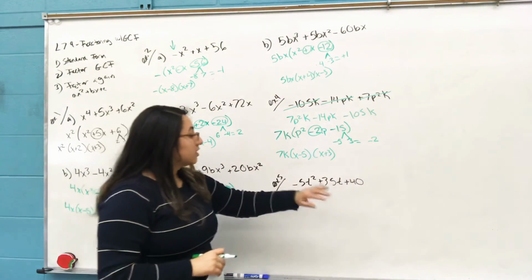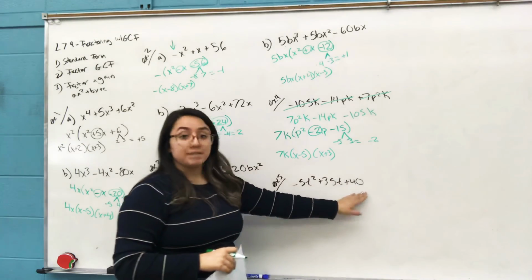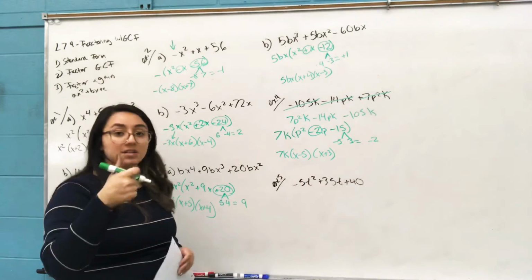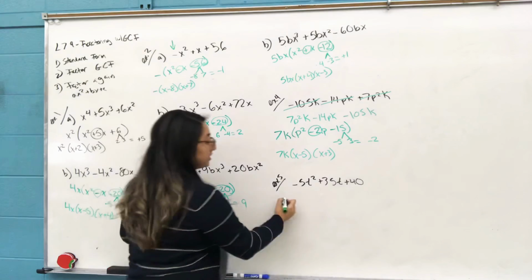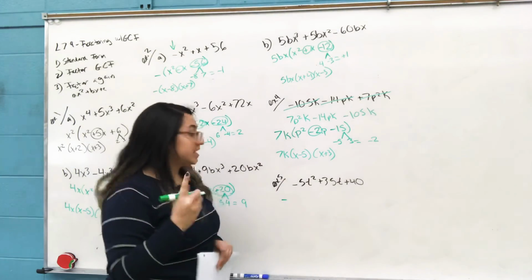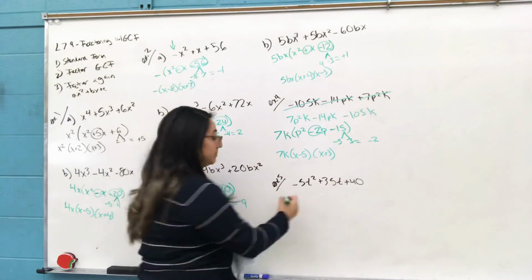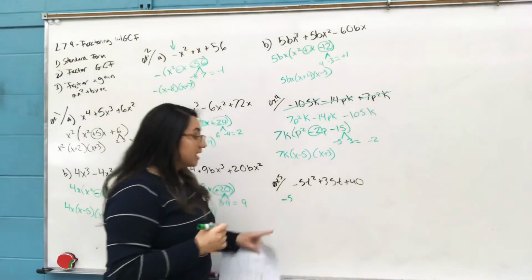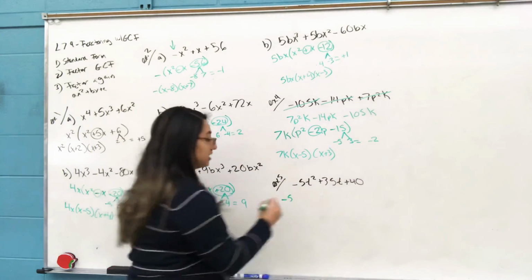Negative 5t squared plus 35t plus 40. There is a common factor. We look at the numbers. First of all, it's a negative. We always have to make sure we factor out the negative. Second, we see if we can factor out any number. We can factor out at least a 5. And then we look at the t's. We can't factor out any t's.